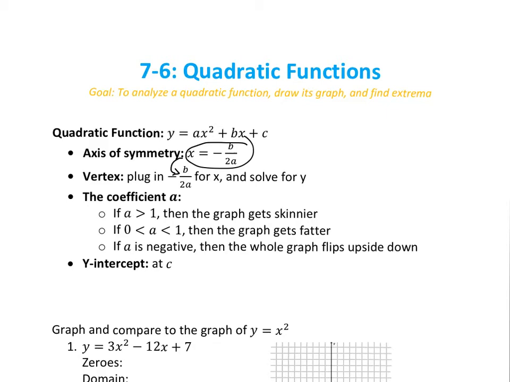Working with a is the exact same as it was last time. If it's bigger than 1, it gets skinnier, a vertical stretch. If it's a fraction or a decimal, if it's smaller than 1, then it's going to get fatter and be a vertical shrink. And if a is negative, then the whole thing will flip upside down. And lastly, the y-intercept is just at c, because if you plug in 0 for x to find the y-intercept, all those x's zero out, and you're just left with c. Okay, so we're going to go ahead and graph these right away.